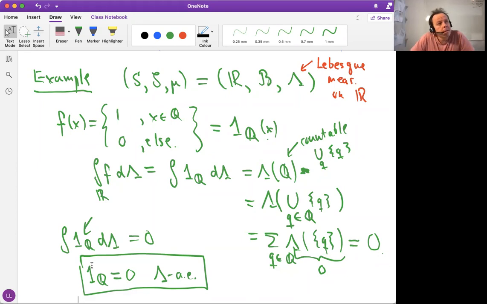Time for questions. Was it so that this is not Riemann integrable? Very good question. That is actually leading us to the next topic, which I planned for the table, which is actually Riemann integration.